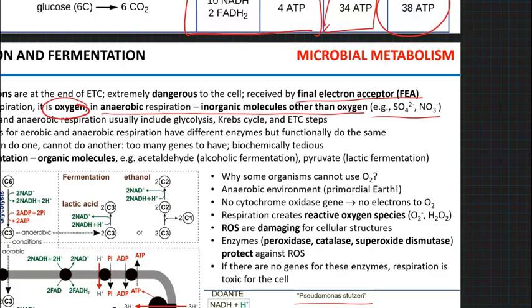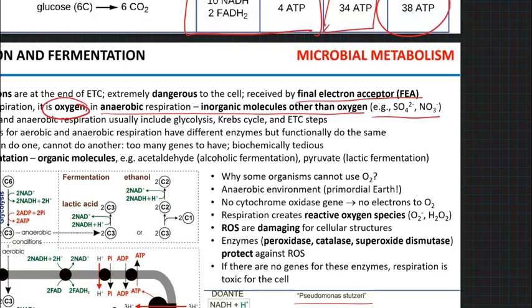Does that make sense? For instance, species of Pseudomonas can do both. They can respire aerobically or they can respire anaerobically. Okay? Sounds good? So in the Krebs cycle, if it's anaerobic, what would be the product? It's not going to happen. The Krebs cycle cannot run without oxygen or without that inorganic compound.